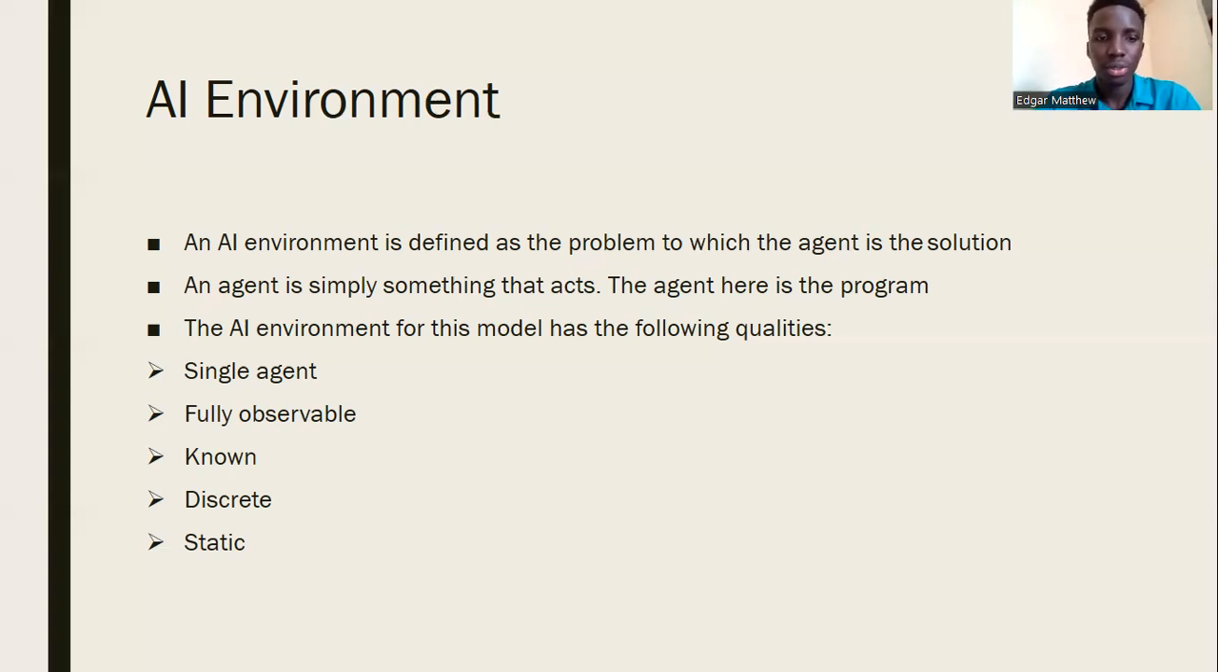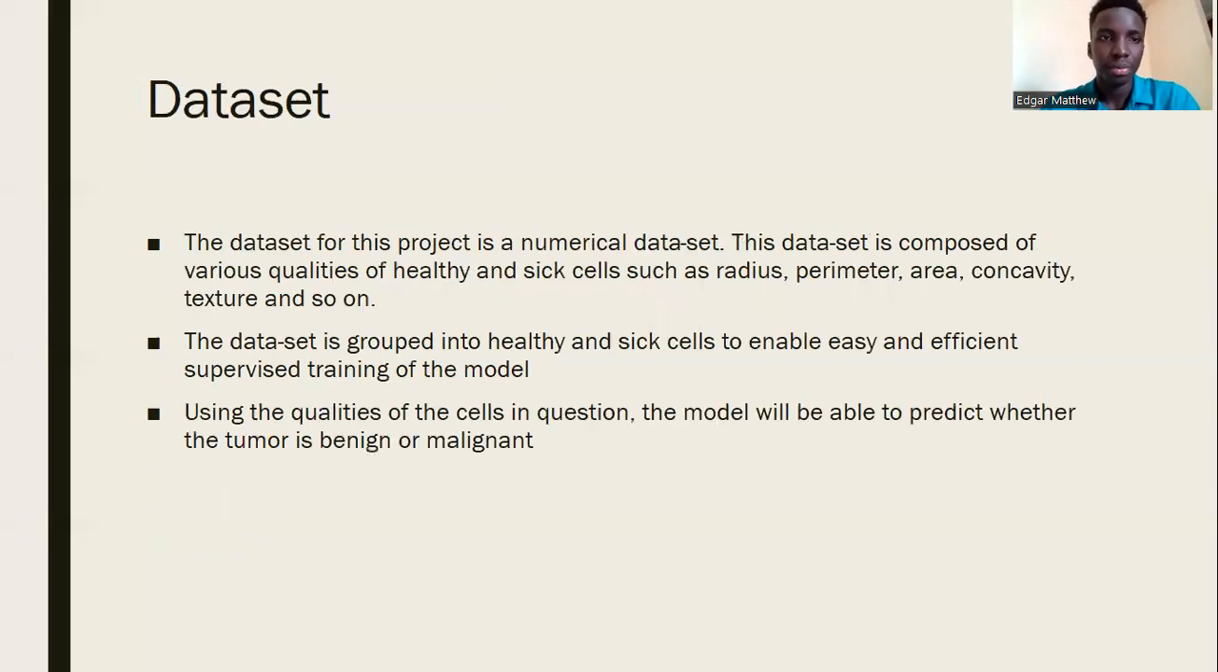And that leads me to letting you know that it's static and it's not dynamic. Static is the opposite of dynamic, and the environment doesn't change. Nothing's moving. Static data, simple. The data set is numerical.